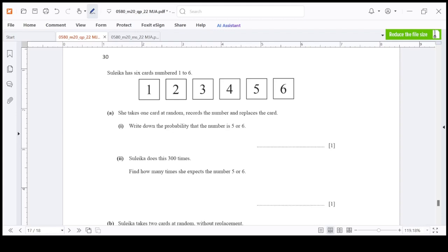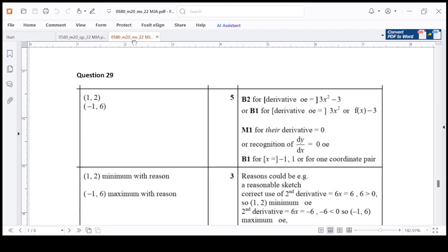Suleika has 6 cards numbered 1 to 6. She takes 1 card at random, records the number, and replaces the card. Write down the probability that the number is 5 or 6. Okay, so we have 5 or 6 twice in this set. So 2 over 1, 2, 3, 4, 5, 6. 2 over 6, or 1 by 3, should be the final answer. Let's check.